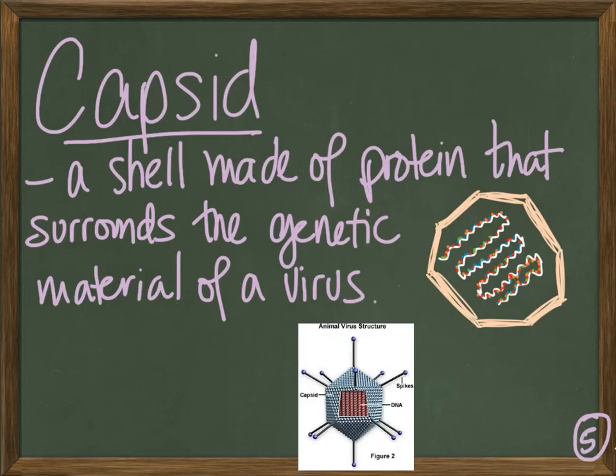Here's a slightly more sophisticated picture of a capsid. And you can see that the DNA is down in here. This is sort of a cutaway view. All this material out here is proteins that are protecting the DNA. And these spikes, well, we'll talk more about what they do later.